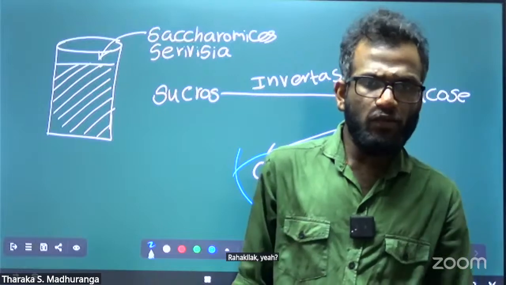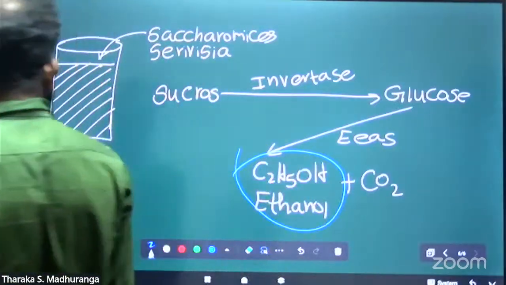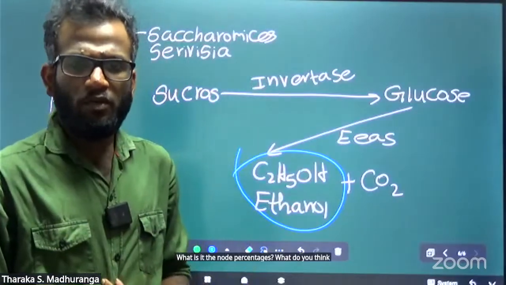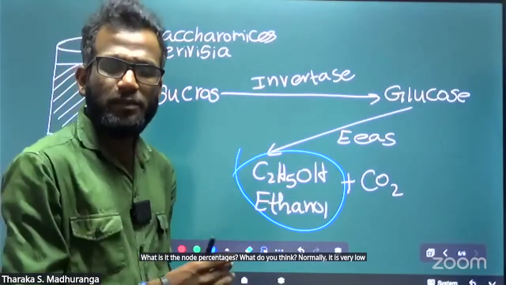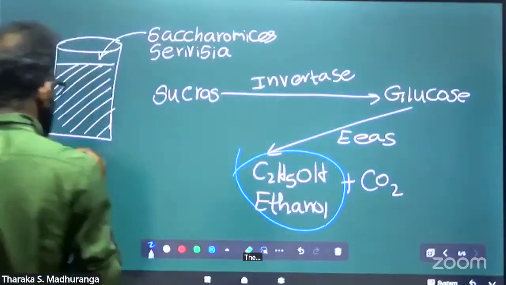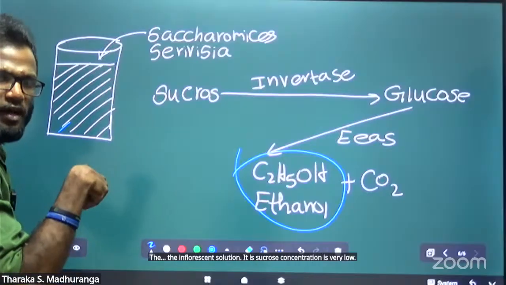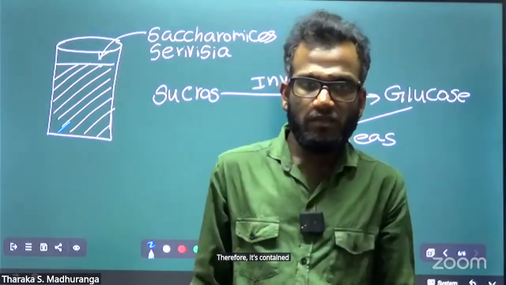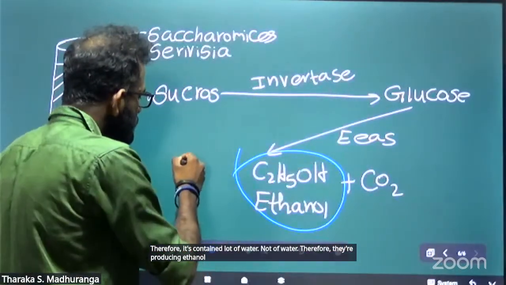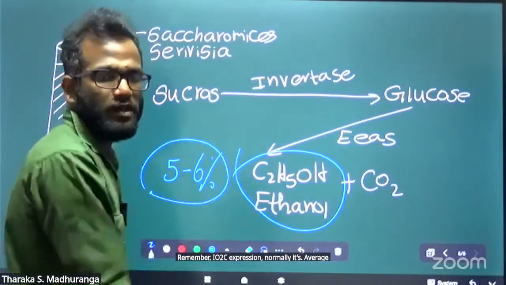What is the ethanol percentage? What do you think? Normally, it is a very low ethanol percentage, because in this mira sucrose solution, the inflorescence solution, the sucrose concentration is very low. Therefore, it contains a lot of water. Therefore, the ethanol produced is only 5 to 6%. Remember, 5 to 6%. Normally, it's actually an average of 4 to 6%.